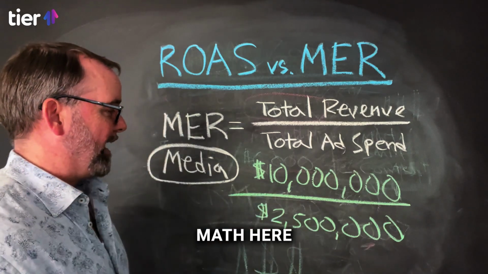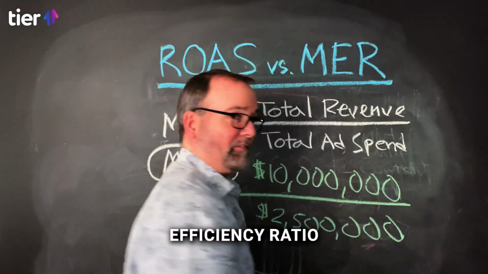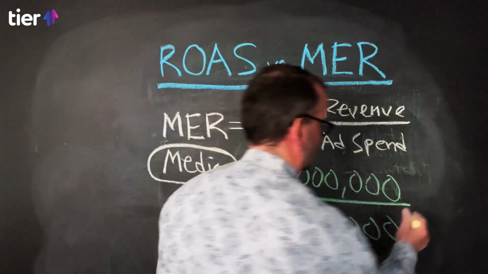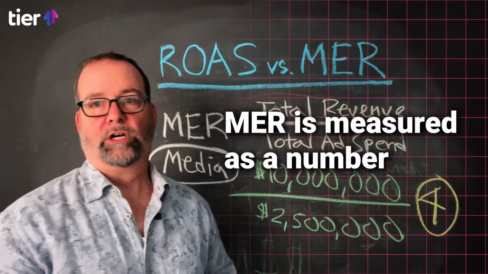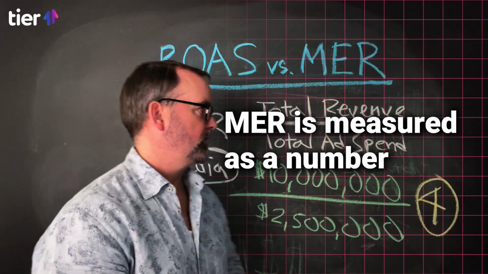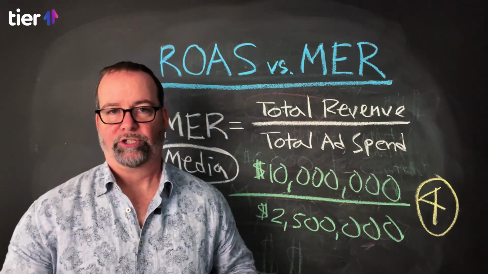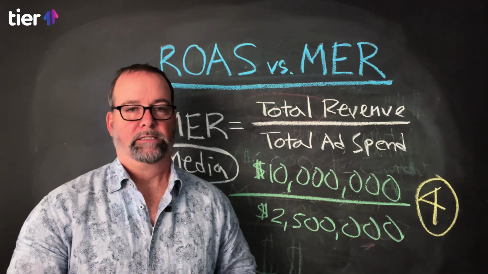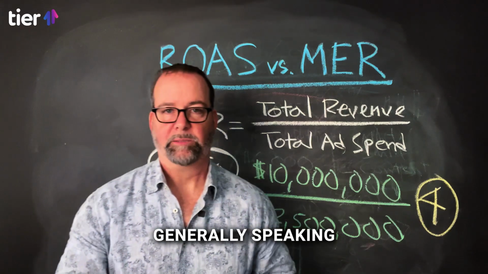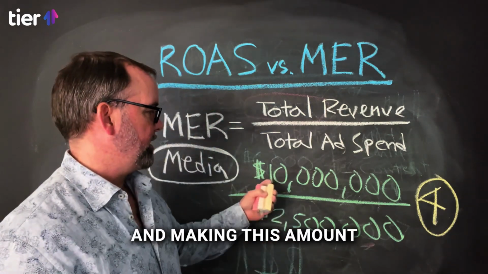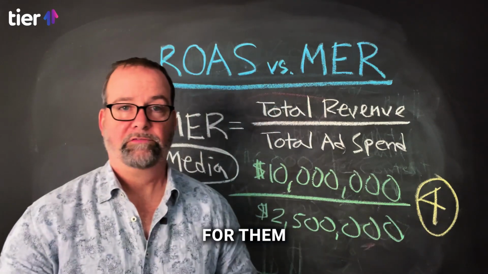So if we do the quick math here, for those of you who are really smart, your media efficiency ratio, MER, is a 4. So MER is measured as a number as well. Like we said before, ROAS oftentimes is a percentage. It might be a ratio, 2-to-1. MER is, in this case, a 4. So they know, generally speaking, that if they're spending this amount and making this amount from their marketing efforts, a 4 MER is very healthy for them.